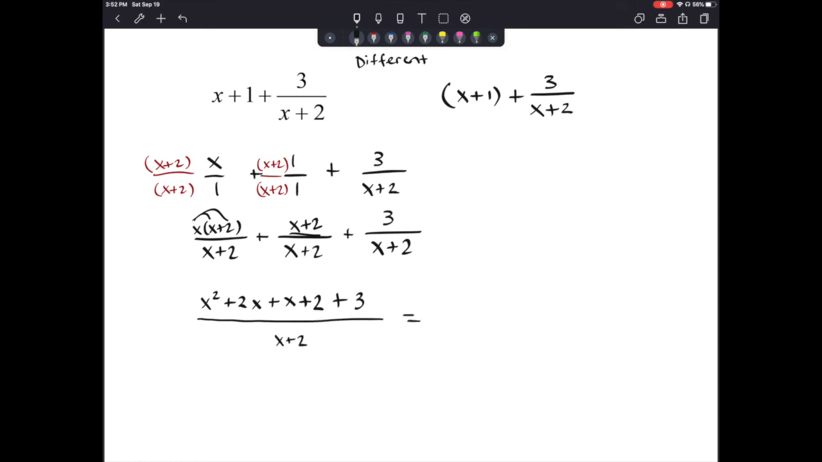And let's combine our like terms. X squared plus 3x plus 5 over x plus 2. And at that point there, it doesn't look like we can factor the numerator, so there's no chance to cancel out the denominator. This would be our final answer. X squared plus 3x plus 5 over x plus 2.